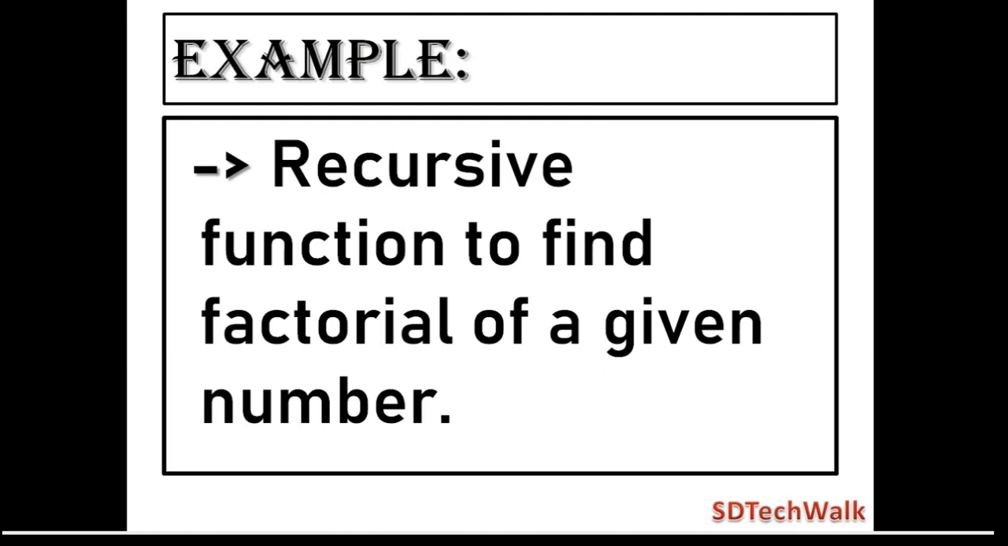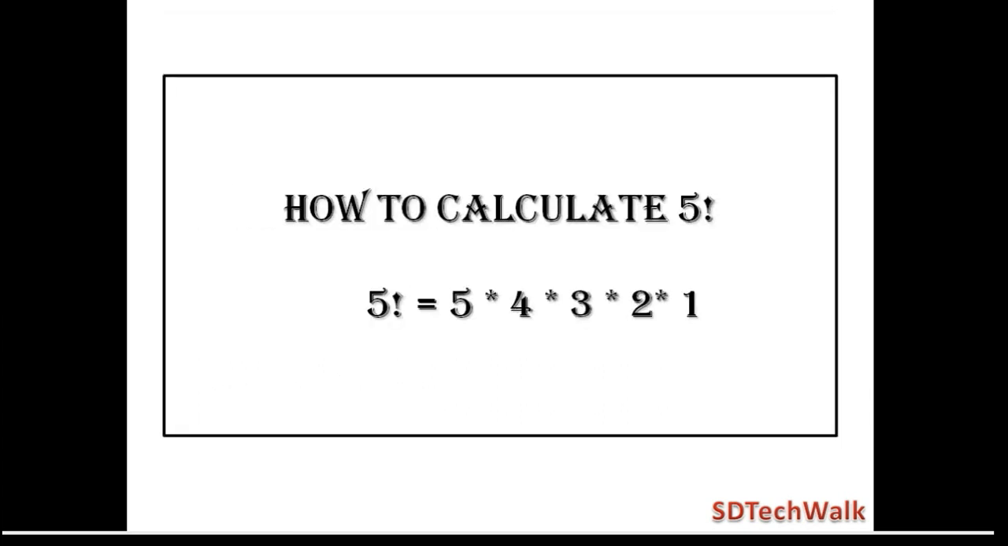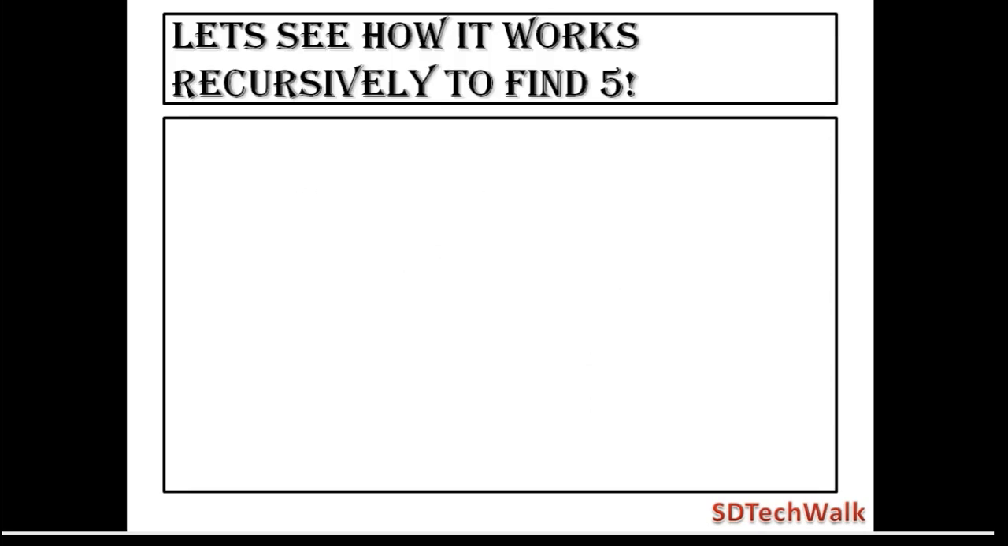So we are going to deal with a recursive function to find the factorial of a given number. How do we calculate 5 factorial? We all know that 5 factorial is equal to 5 into 4 into 3 into 2 into 1. Let's see how it works recursively to find 5 factorial.